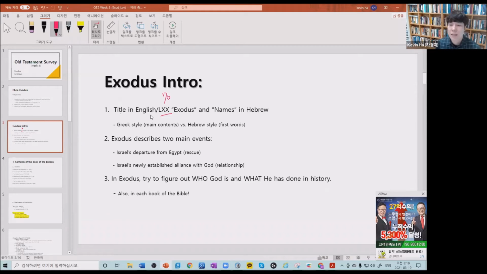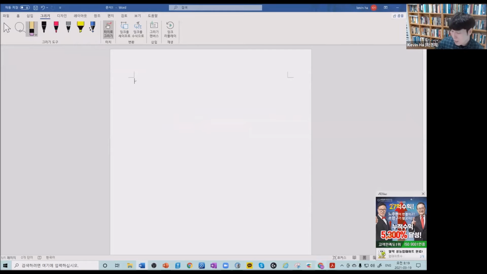Okay, yeah, in LXX, or Latin, we say Vulgate. Have you heard of the Vulgate, or Vulgata? Yeah, Vulgate, it's a Latin Bible. They titled the second book of the Bible as Exodus. Originally in the Bible, there's no title of the book. So that is a very modern idea.